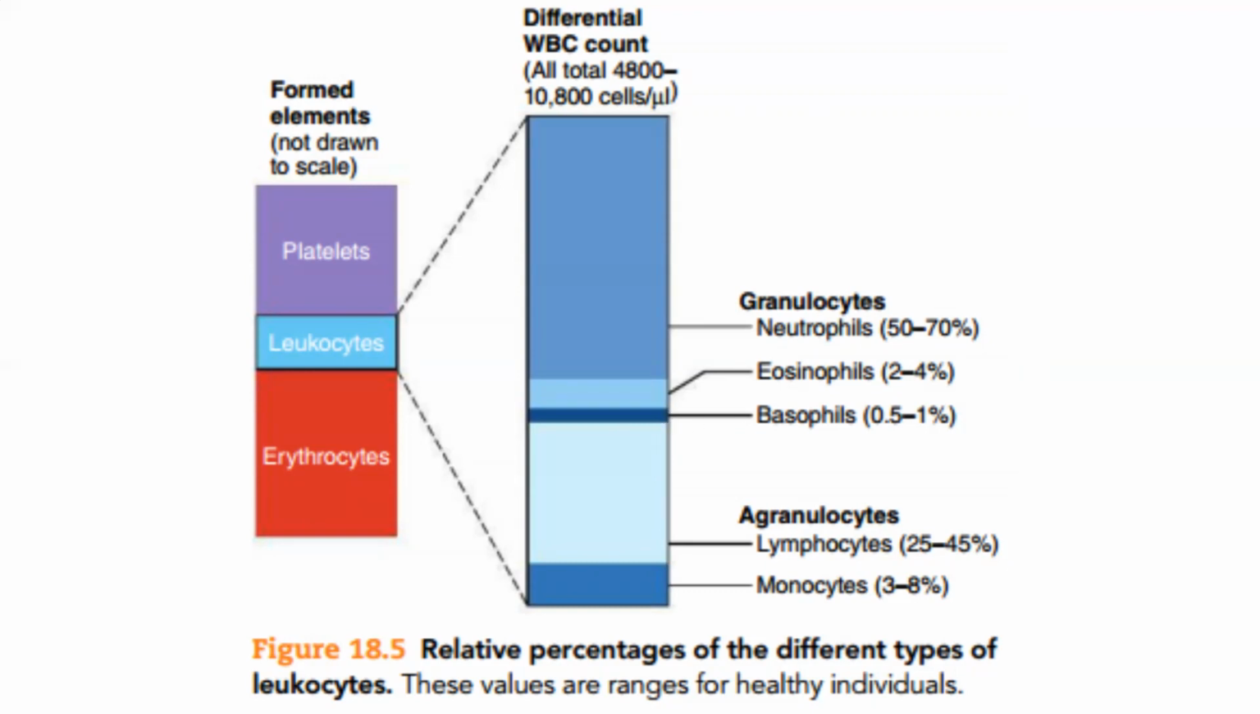Therefore, if we look at the blood film, it will be highly unlikely to see a basophil because it is less than 1%. It is highly likely to see neutrophils because they are 50 to 70%.